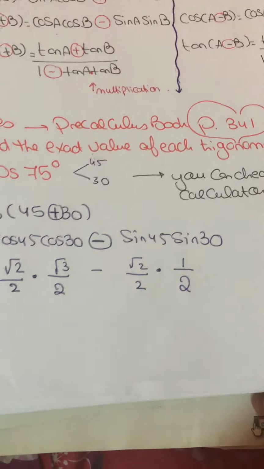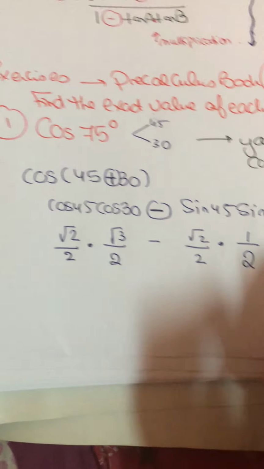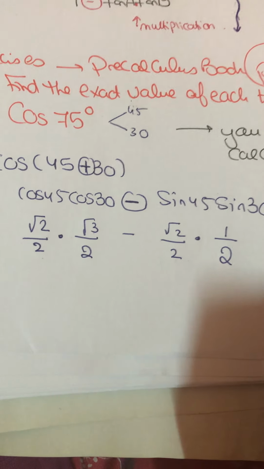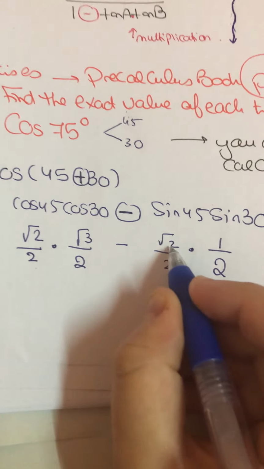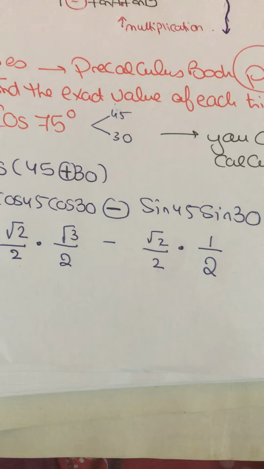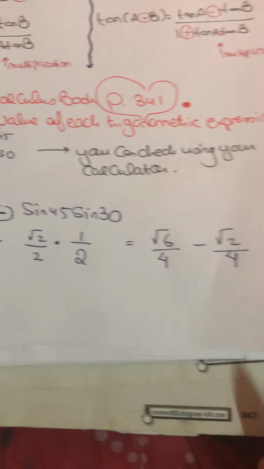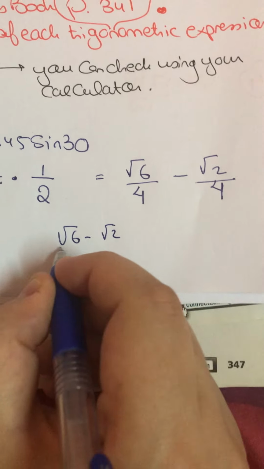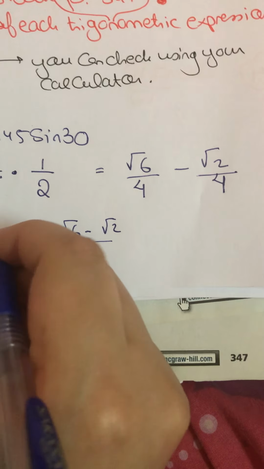You're going to need to simplify this. This gives you root of 6, by this root of, over 4, minus root of 2 times 1 is root of 2 over 4. I can combine because I can subtract, because the denominator is the same. So root of 6 minus root of 2 over 4 is cosine 75.